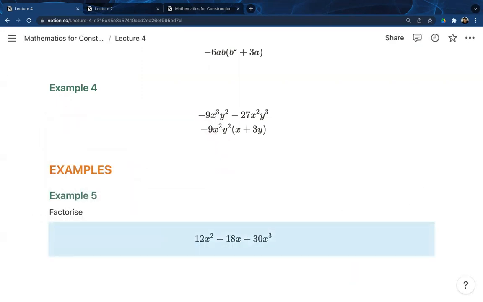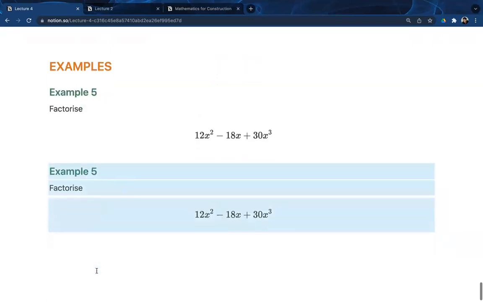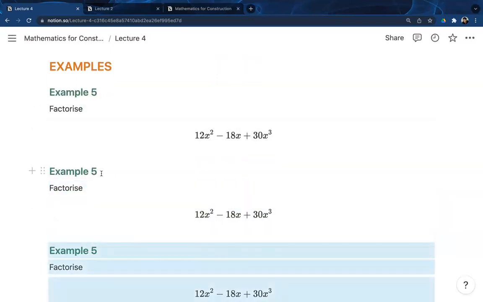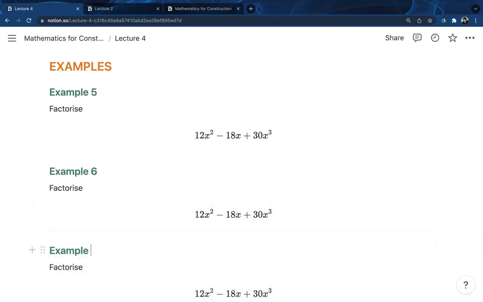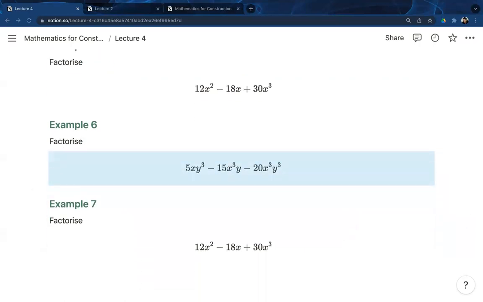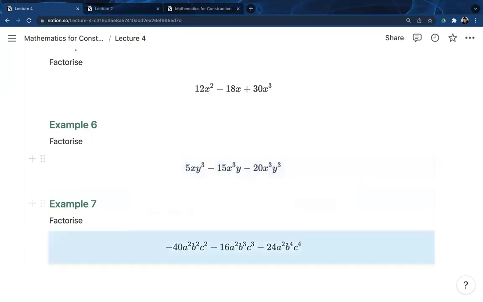So factorize this. What I'm gonna do is duplicate this. Give it 3 questions. So this is 5, this is 6, this is 7, right? And each one is gonna be a different question. So example 6 is this. Factorize that. Example 7 is something a little bit longer, right? Looking a little bit more scary.